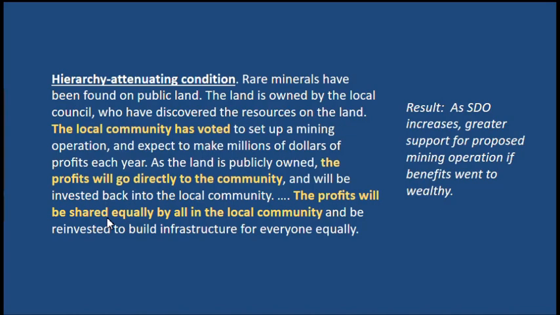So that's one condition. Another is the hierarchy attenuating condition. So attenuate means to make weaker. So in this kind of scenario, they highlight the local community has voted, and the profits will go directly to the community, and the profits will be shared equally by all in the local community. And what they found is that as SDO increases, there was greater support for the proposed mining operation if the benefits went to the wealthy.